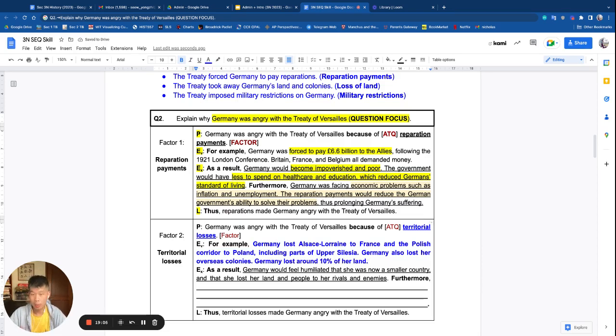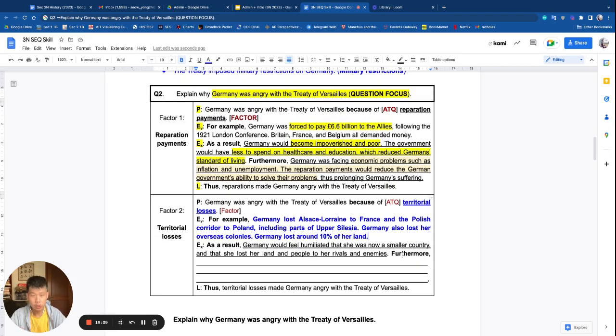And 13% of the population, or was it the other way around? Okay, but this should be correct. Around 10% of her land. As a result, Germany felt humiliated. I give you the first explanation. Wow, I'm so small. I'm tiny. I'm humiliated. Humiliated means embarrassed, means losing face.